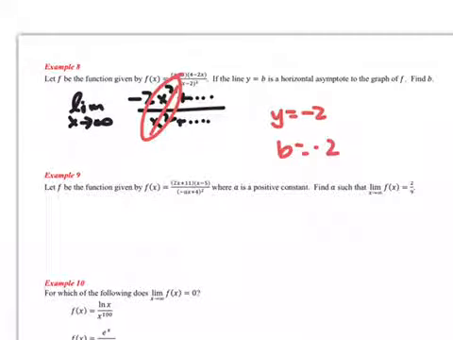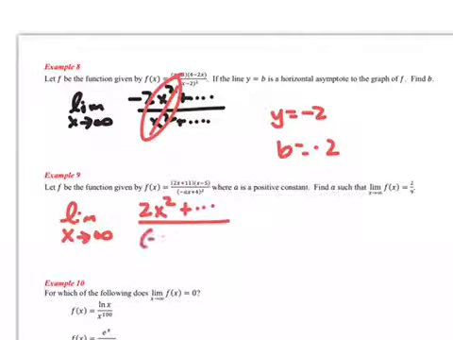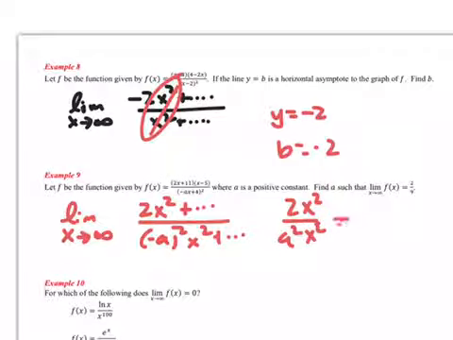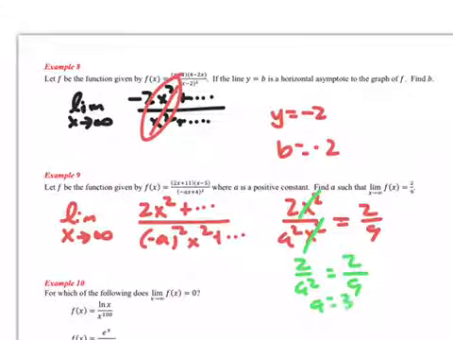Okay, for the next one, I'm going to do a similar method. I'm going to go ahead and do a poor man's FOIL. And on the bottom, I'll get this -a squared x squared. I don't care about the rest. I just care about the leading term. And therefore, I see the limit as x goes to infinity of 2x squared over a squared x squared. I want to equal 2/9. Okay, so you see that the x squareds, they drop off. So I get 2 over a squared equals 2 over 9. It looks like to me a has to equal 3.